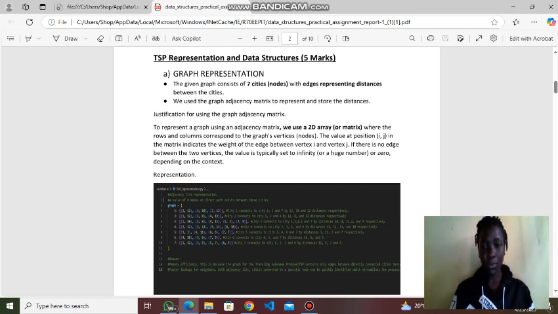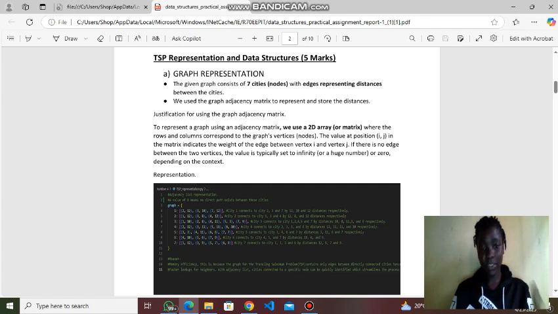We have positions I and J. These positions in the matrix indicate the weight of the edge between vertex I and vertex J. If there is no edge between the two vertices, then the value is typically set to infinity or any other number, maybe 100, 1,000, or 0, depending on the context.